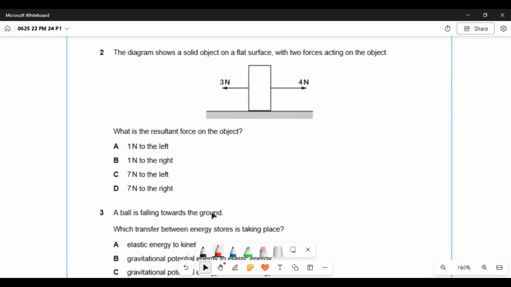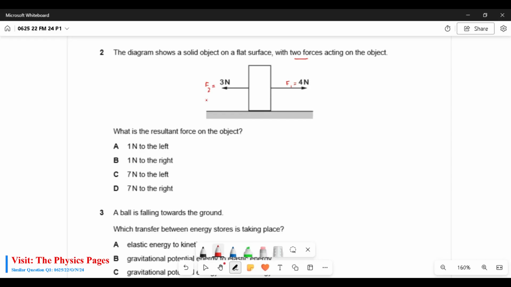Number two. The diagram shows a solid object on a flat surface with two forces acting on the object. We can see in the figure, let's say the force to the right, I name it F1, and the force to the left, I name it F2, which is 3 Newton. What is the resultant force?